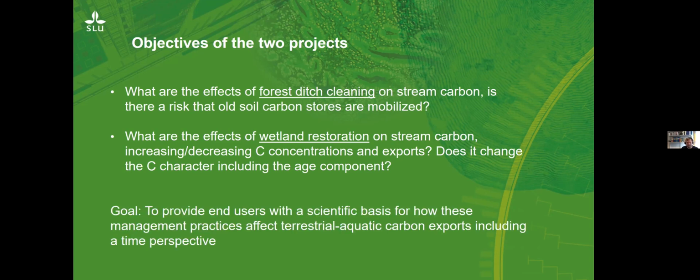And the ultimate goal with this is, of course, to provide end users with a scientific basis for how these management practices affect the terrestrial aquatic carbon exports, including a time perspective.